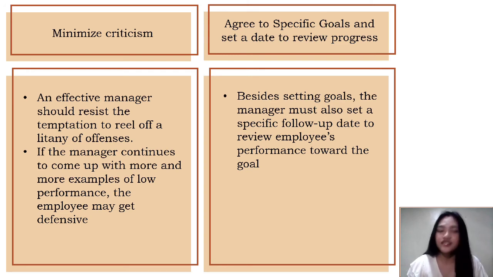The last one is agree to specific goals and set a date to review progress. Besides setting goals, the manager must also set a specific follow-up date to review the employee's performance toward the goal. Like it was mentioned in the first recommendation, feedback should be given frequently, not once a year. So managers need to set a specific follow-up date so they can review the employee's improvement.